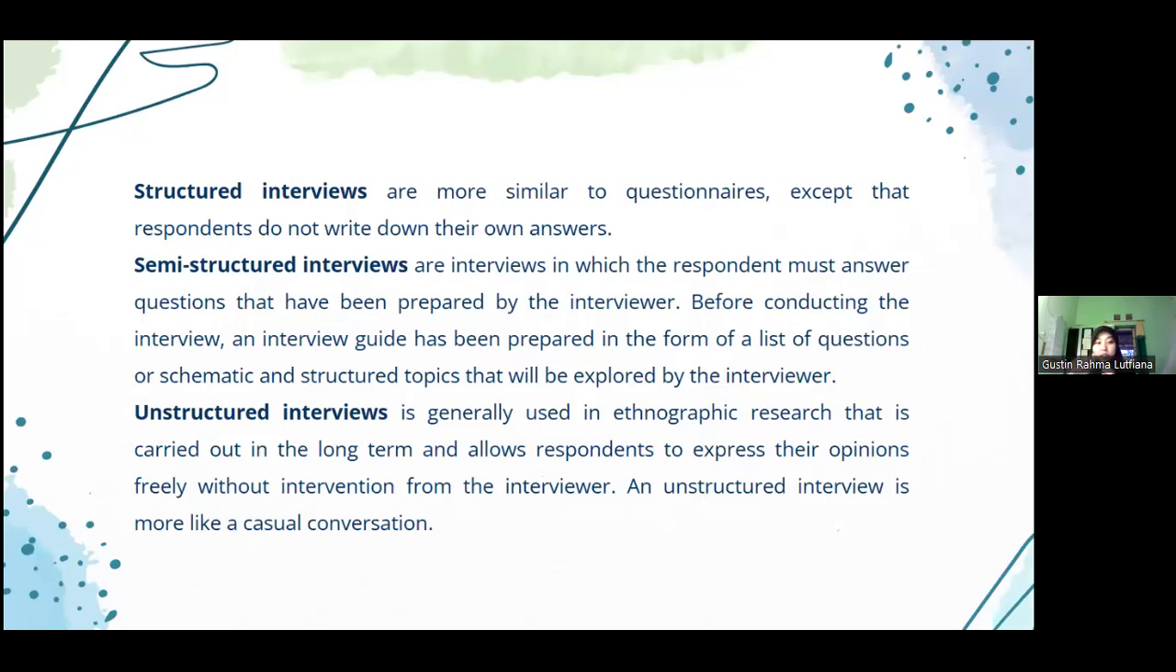The third is unstructured interviews. This is generally used in ethnographic research that is carried out in the long term and allows respondents to express their opinion freely without intervention from the interviewer. An unstructured interview is more like a casual conversation.